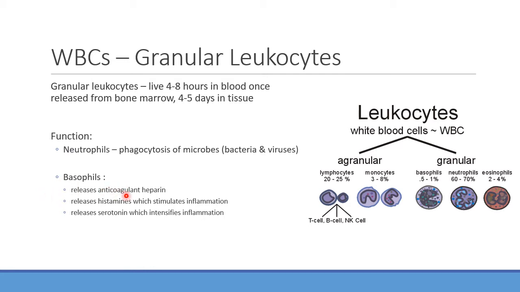This will come up again a little later when we talk about the clotting cascade, but heparin is very important as an anticoagulant. Good to remember that. And then basophils usually help to increase inflammation. So they release things like histamine and serotonin. These become very important when we talk about inflammation a little later on.